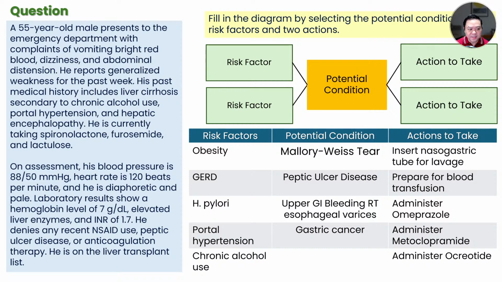On assessment, his blood pressure is 88/50 mmHg, heart rate is 120 beats per minute, and he is diaphoretic and pale. Laboratory results show a hemoglobin level of 7 grams per dL, elevated liver enzymes, and INR of 1.7. He denies any recent NSAID use, peptic ulcer disease, or anticoagulation therapy. He is on the liver transplant list.